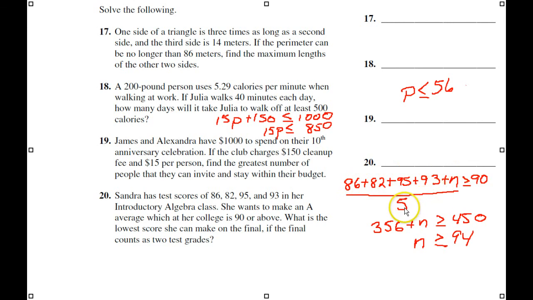Now, to clear it, we go 5 times this side, the 5s cancel out, 5 times this side, and it gives me 450. I add these up, and it gives me 356. I now subtract 356 from both sides, and I get n is greater than or equal to 94 for her to keep that A average. Okay, with this, you should be ready for your test. Good luck. Hopefully, this is helpful. We'll start chapter 3.